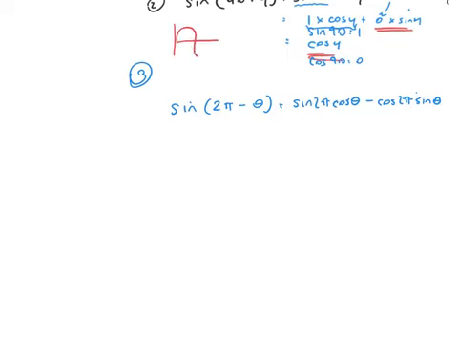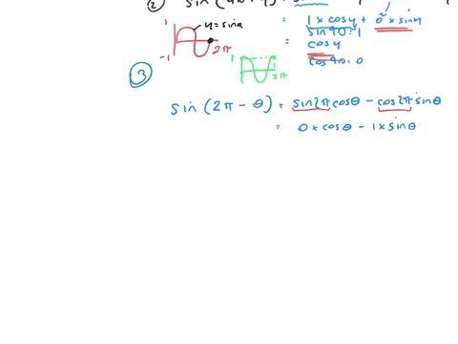Now if I think about my sine curve, y equals sine x, at 360 degrees, at 2 pi, it holds a value of 0. And if I then think about the curve for cos x, at 2 pi, this time that holds a value of 1. So sine 2 pi is equal to 0 and cos 2 pi is equal to 1. Okay, so that's 0 times cos theta minus 1 times sine theta. 0 times cos theta is 0, minus 1 times sine theta is minus sine theta. Final answer.